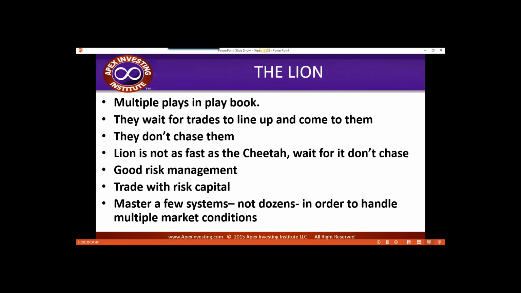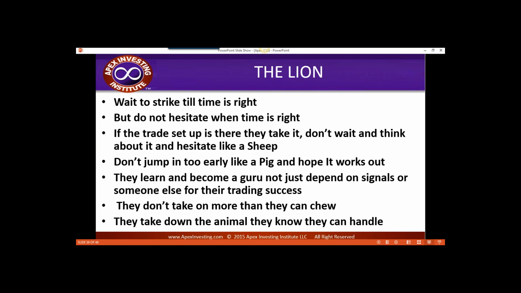They've got good risk management. They're trading with risk capital, not with rent money. Psychologically and mentally, they're properly prepared and trading properly there. They've mastered a few systems, not dozens, but a few systems in order to handle multiple market conditions.